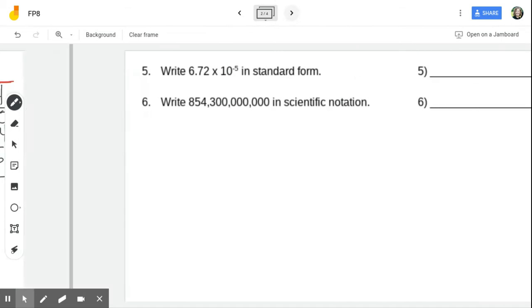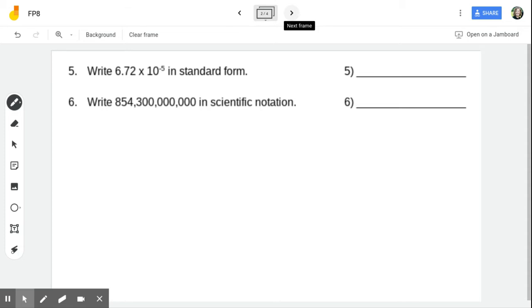Okay, let's do the next two problems. So 5 and 6. We're going to take this number that's written in scientific notation and we're going to convert it to standard form. That means we're going to get rid of this stuff. Okay, so in order to do that, we're going to write the number down here as it is.